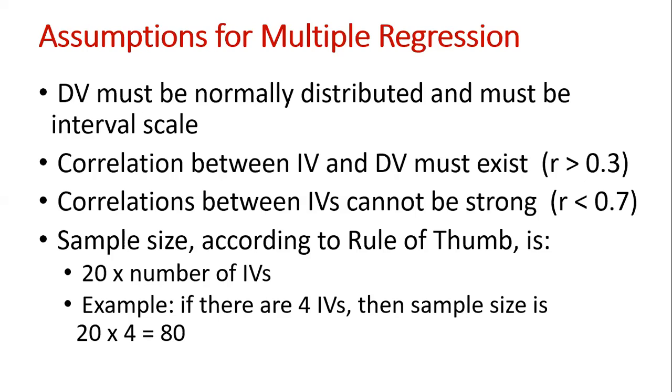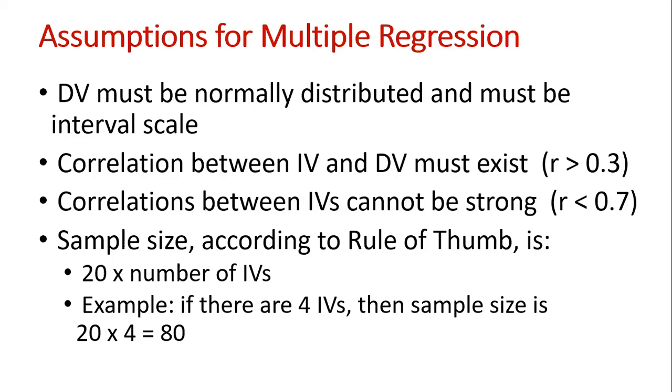That's a minimum, you know. Anything more than that is very good, acceptable. But don't go below that. So this is a rule of thumb. If you are using 4 IVs, 4 times 20, 80. If you are using 10 IVs, 10 times 20, 200. It goes like that. You can't have a lot of IVs when the sample size is so small.